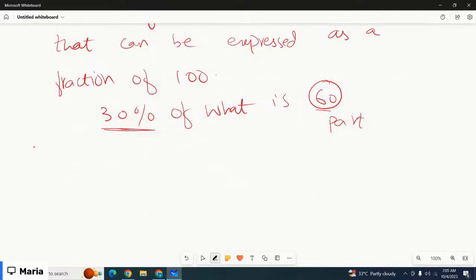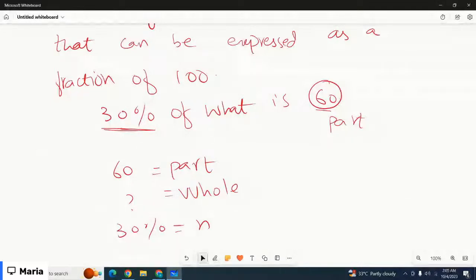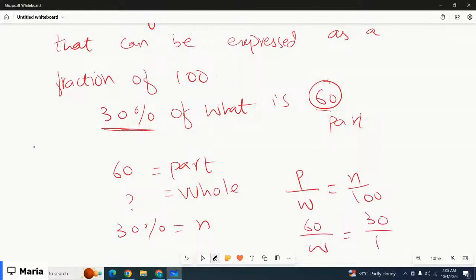So how do you calculate? 60 is the part of the whole. You don't know the whole, and 60 is 30% of the whole. You need to form a proportion, right? How do you form a proportion? It would be part divided by whole equals n divided by 100, right? So the part is 60, divided by the whole, and n is 30, over 100, right?